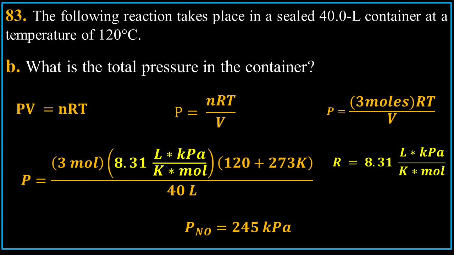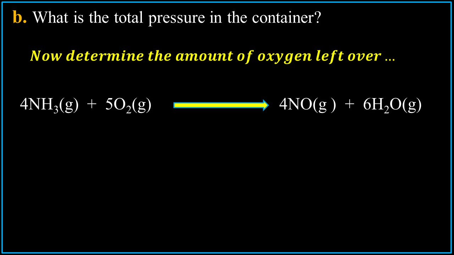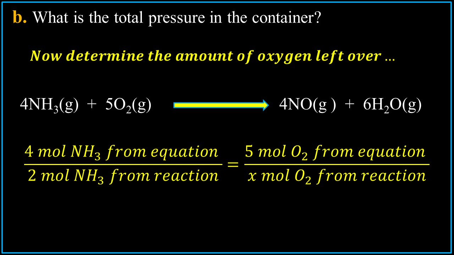But if you add that with 163, it's not the right answer, and why is that? It's a little weird. But you see, there's oxygen that was left over. Remember, the ammonia was the limiting reagent, and oxygen was in excess. So if I use 2 moles of ammonia, it'll be 2.5 moles of oxygen.